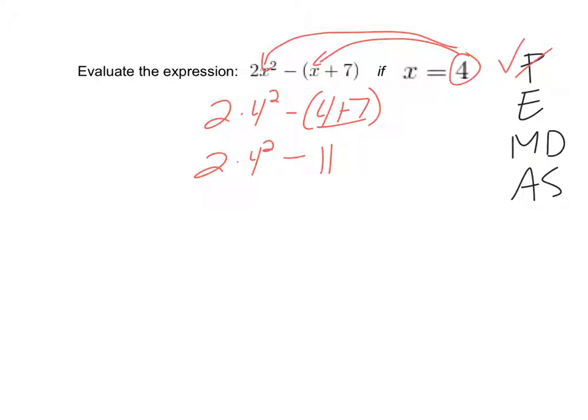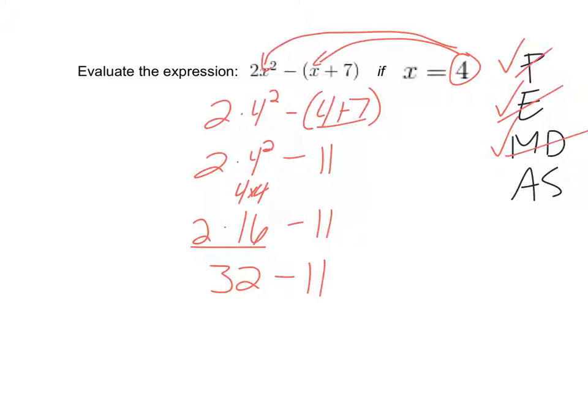No more parentheses. I have an exponent. 4 squared, remember, 4 times 4, that'll give me 16. So I've got 2 times 16 minus 11. No more exponents. Multiply and divide, I have a multiplication here. 2 times 16 gets me 32. No more multiplication or division. I can go to add and subtract. 32 minus 11 gives me 21.